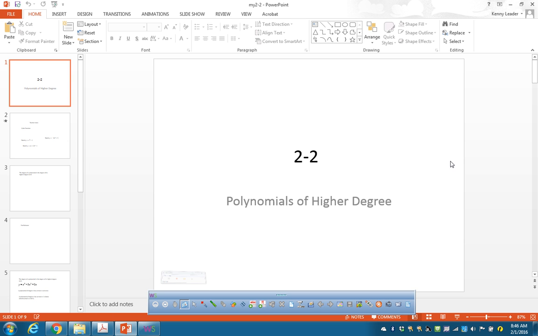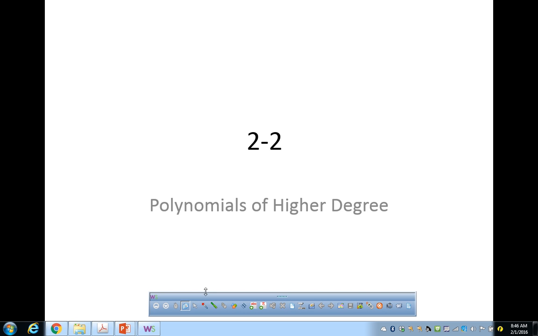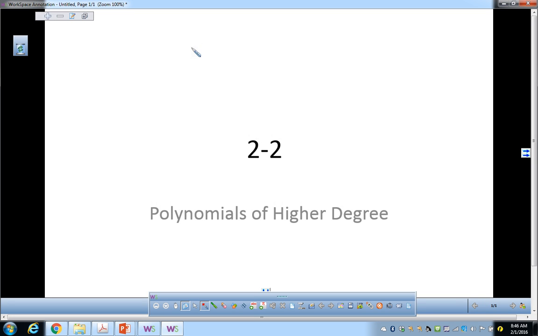Okay, so polynomials of a higher degree. Polynomials look like they are curved functions, and they go up and down.